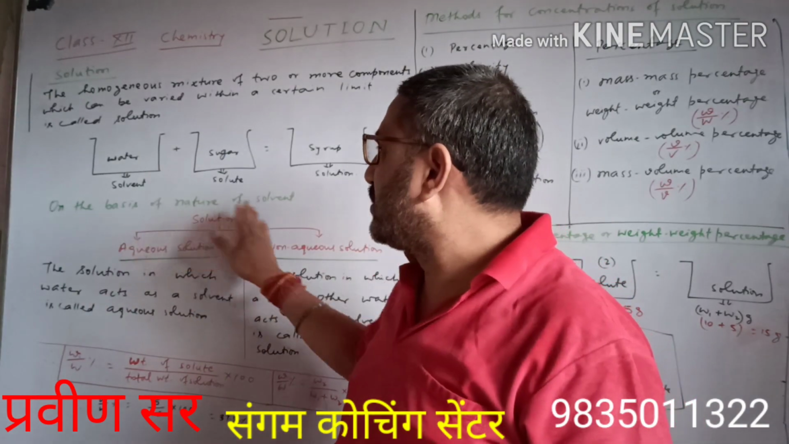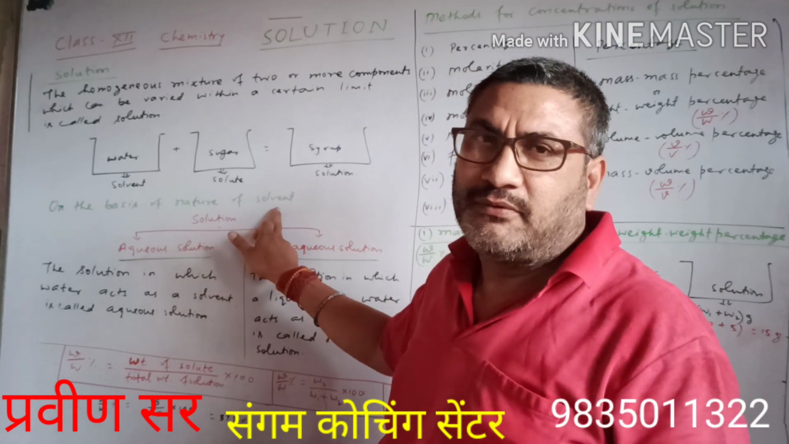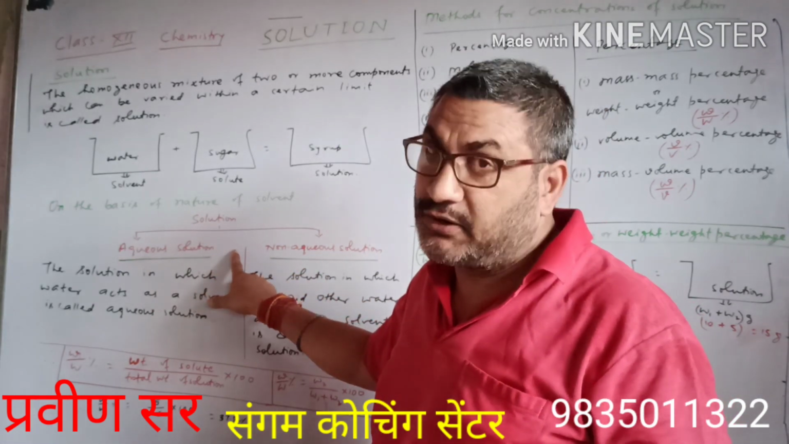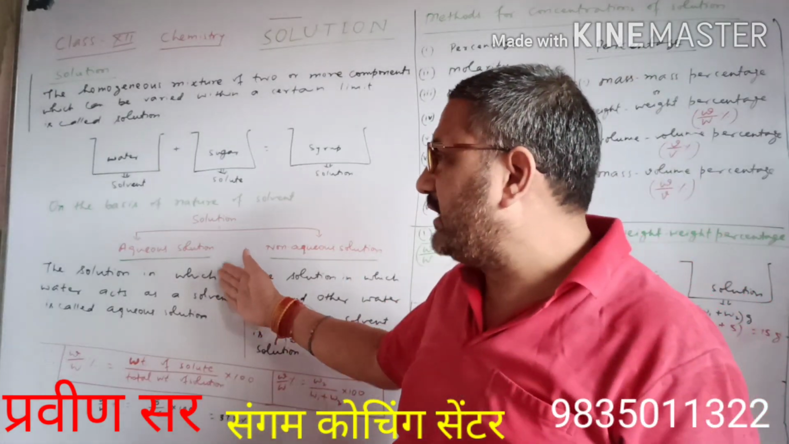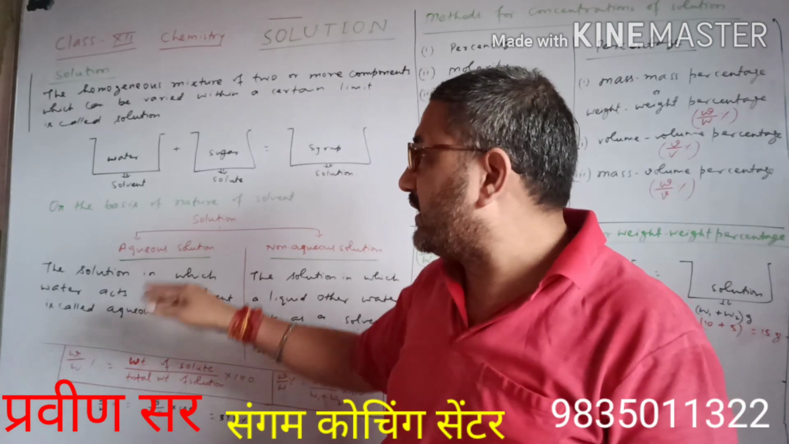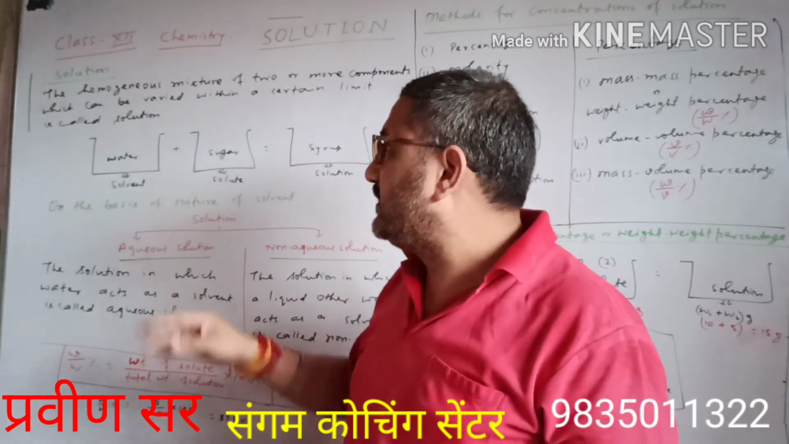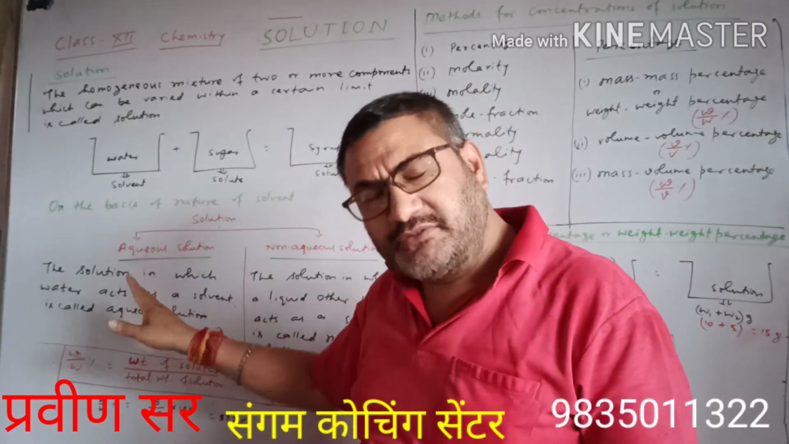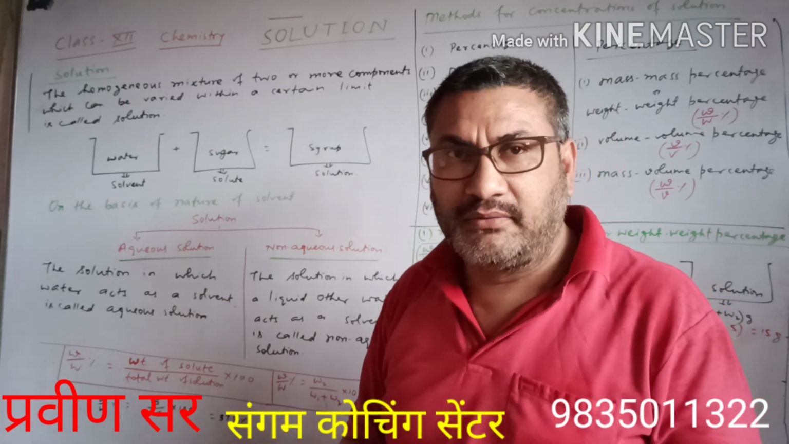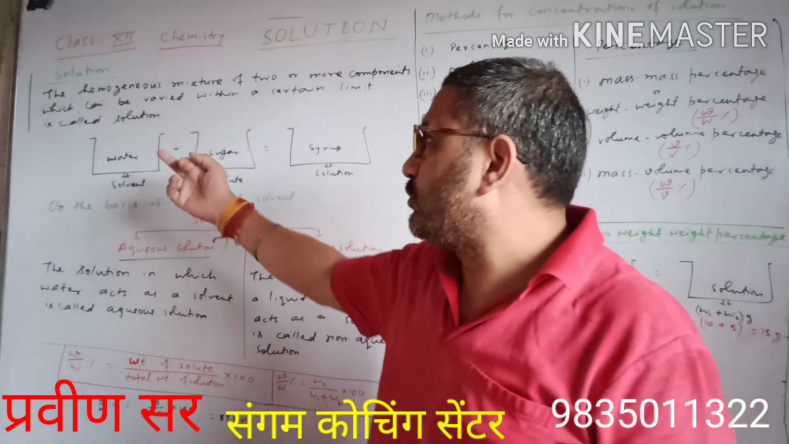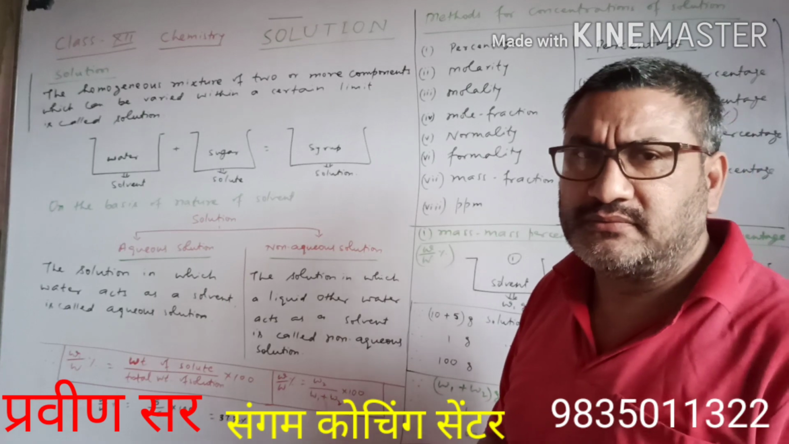On the basis of the nature of the solvent, solutions are of two types: aqueous solution and non-aqueous solution. A solution in which water acts as the solvent is called an aqueous solution. And when other liquids like milk or alcohol act as the solvent, that type of solution is called a non-aqueous solution.